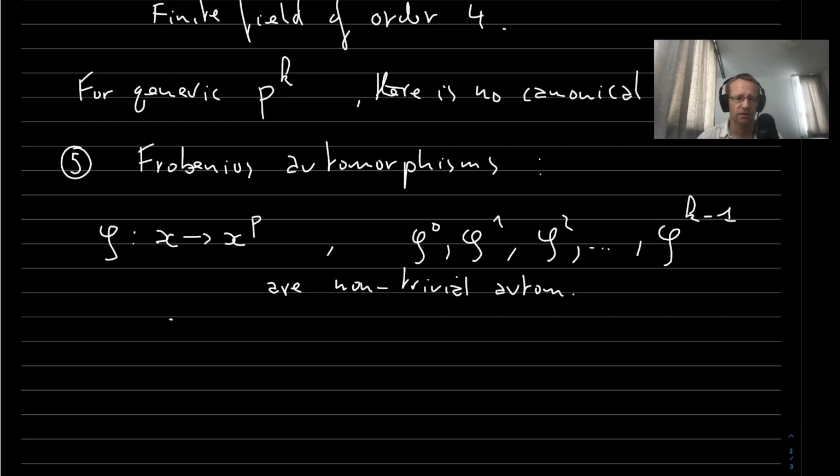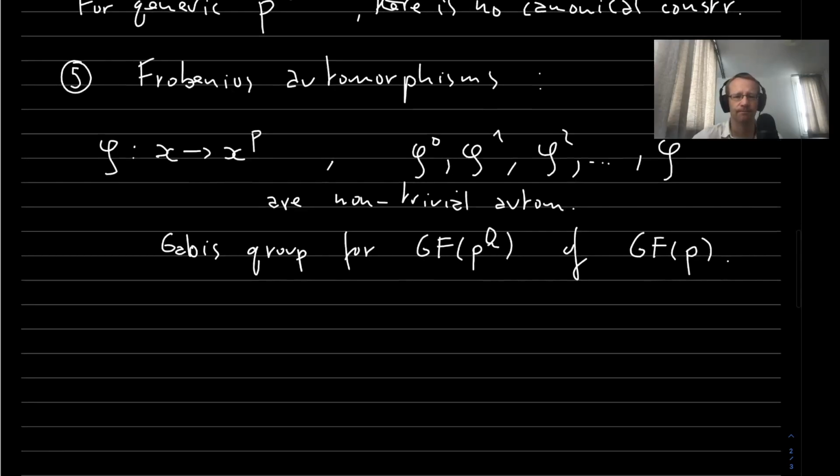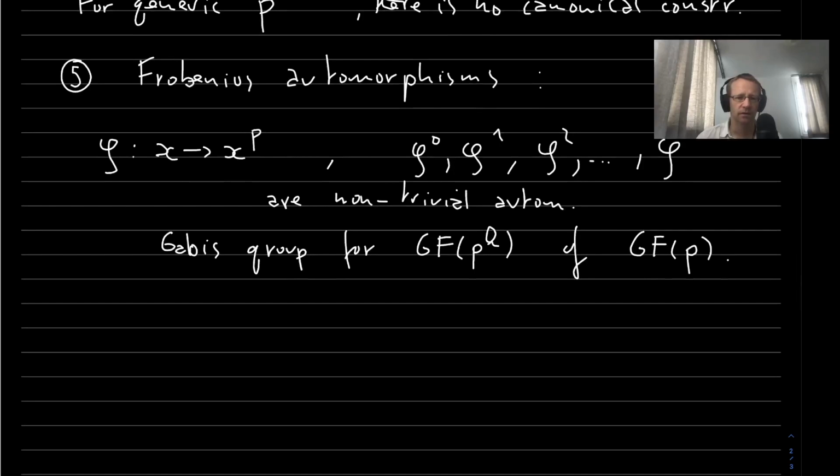So this is a Galois group for the field extension GF(p to the k) of GF(p). And the Galois group is formed by these automorphisms, which is Z_k here.